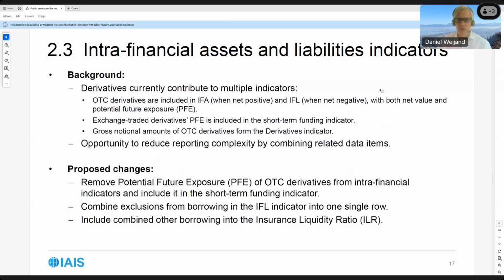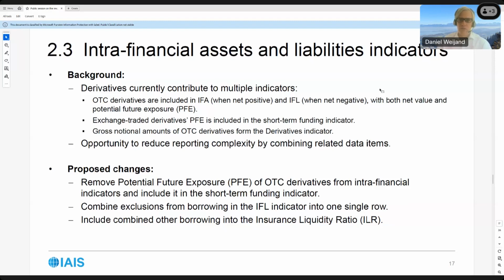With the intra-financial assets and liabilities indicators, we intend to also change and simplify those a little bit, because currently we take account of derivatives exposures in several indicators. On the one hand, the OTC derivatives are included in intra-financial assets and liabilities with both net value and potential future exposure. Exchange traded derivatives are taken into account in the short-term funding indicator with their potential future exposure. And the gross notional amounts of OTC derivatives are the derivatives indicator itself.